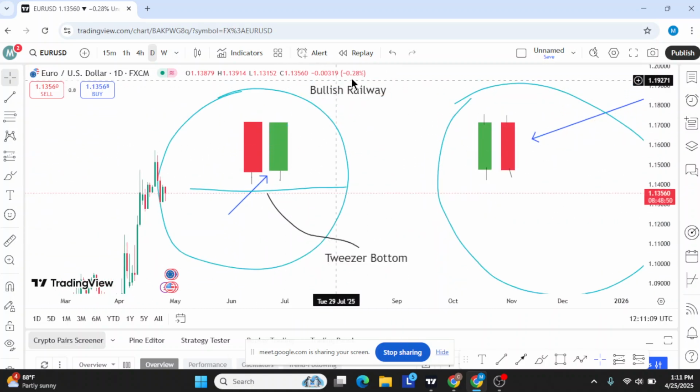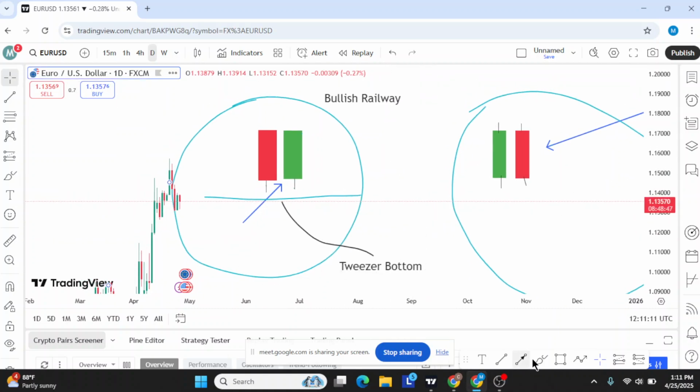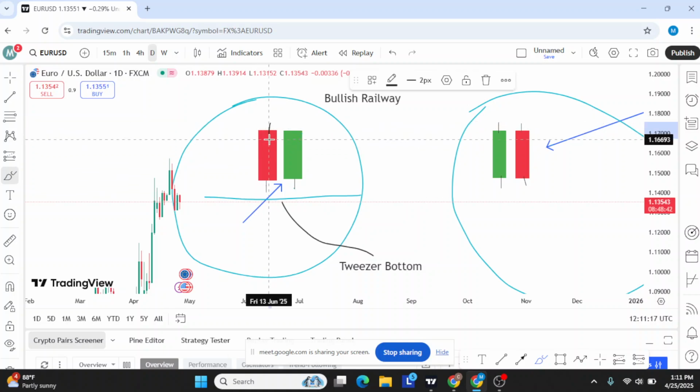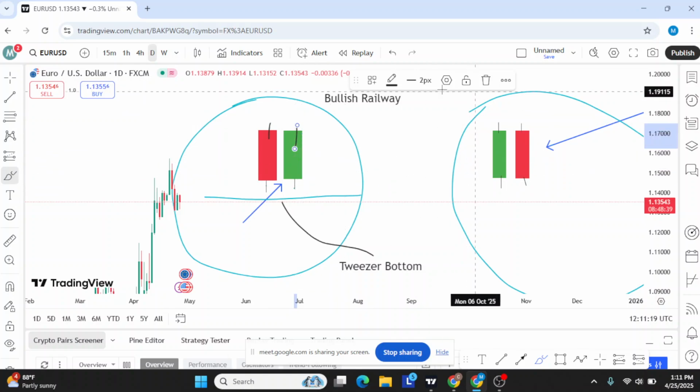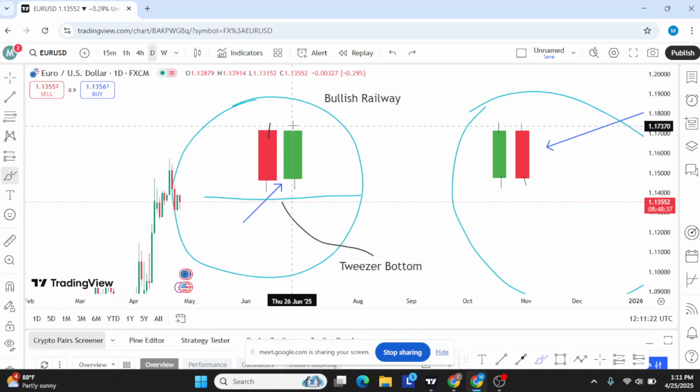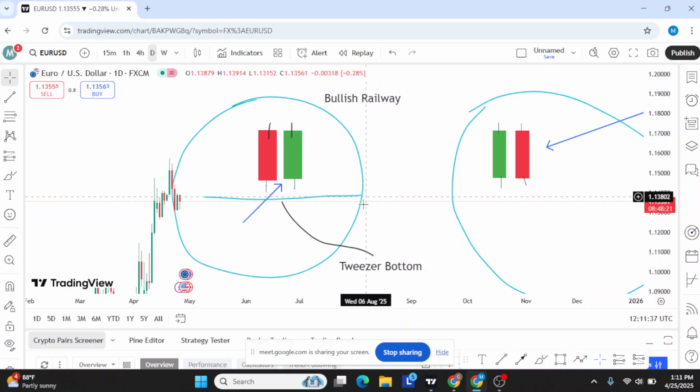We can consider this a bullish railway only if there are wicks at the top. Now, with these wicks at the top, we can say this is a bullish railway. We are calling it a bullish railway because it has wicks at the opposite ends of the candle.